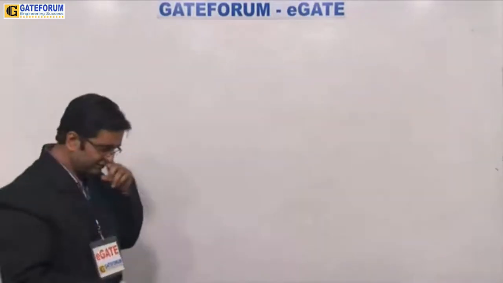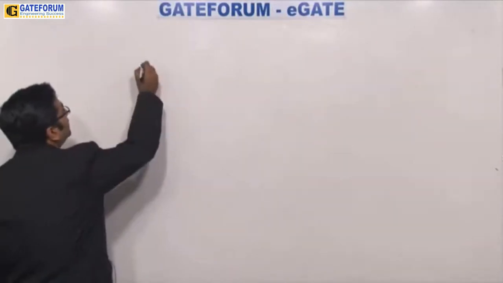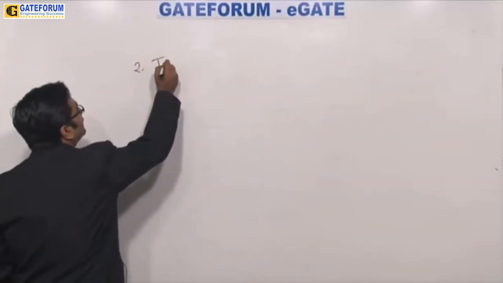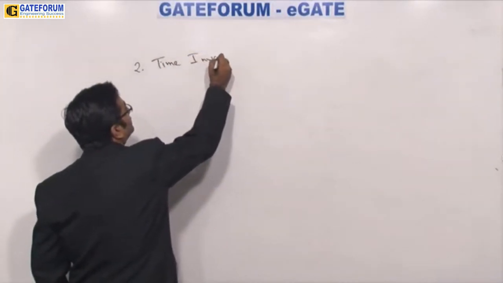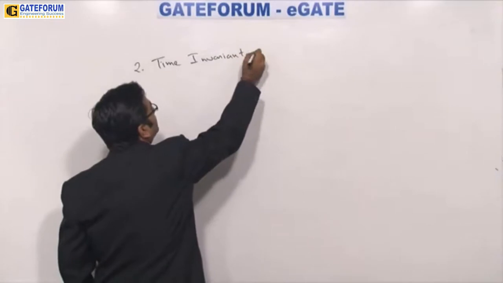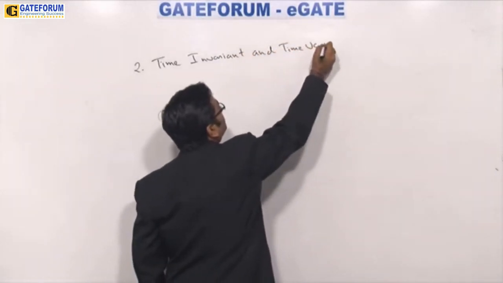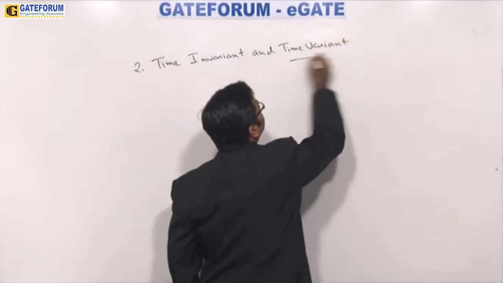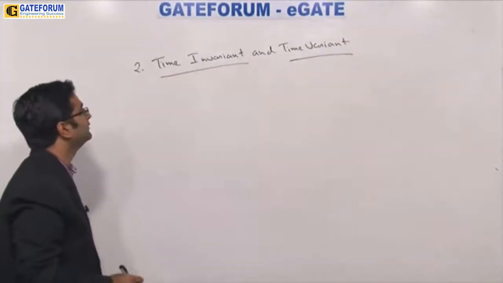Next type of system. Similar rules hold good for discrete time systems also. The next type is the second one: time invariant and time variant.